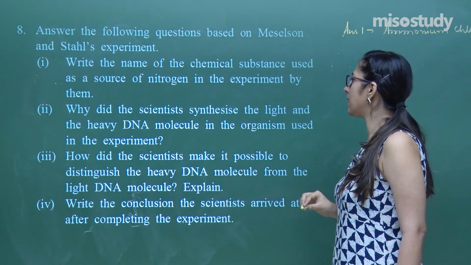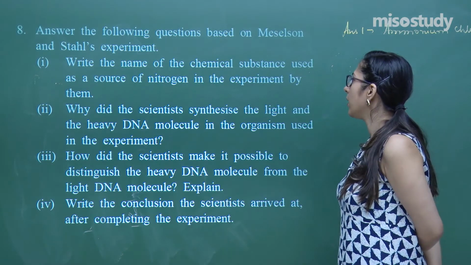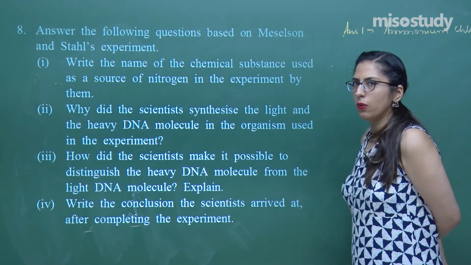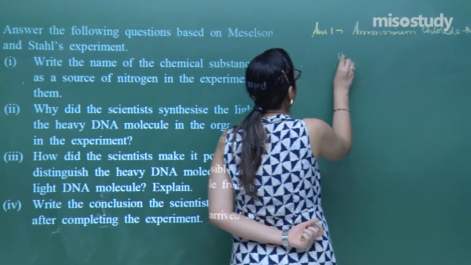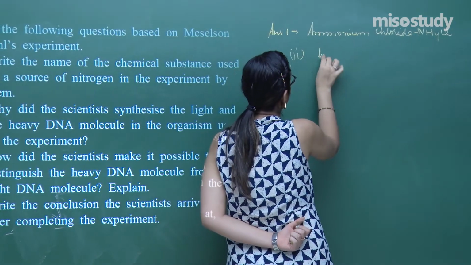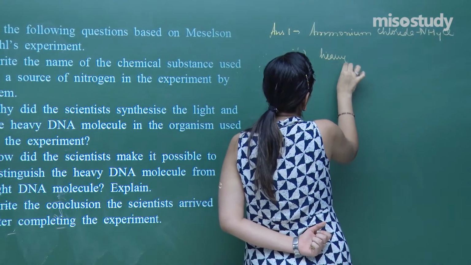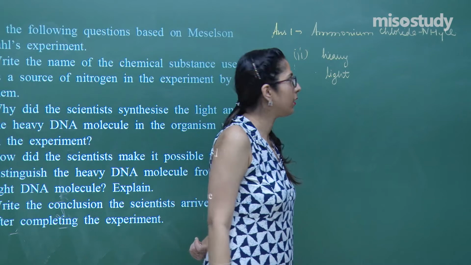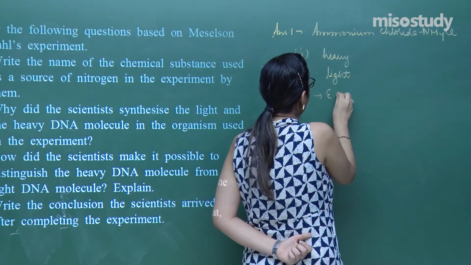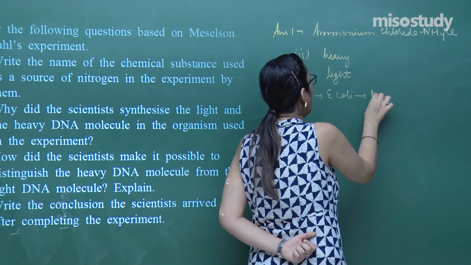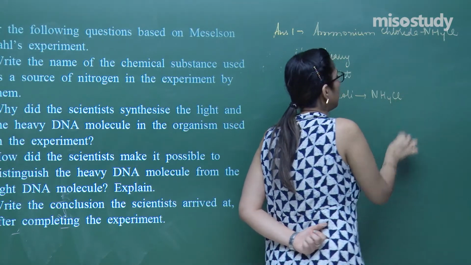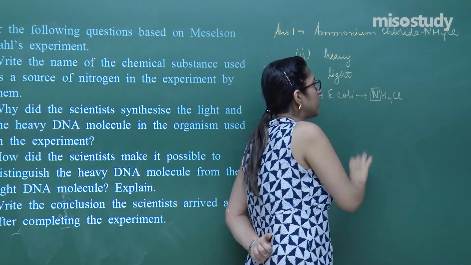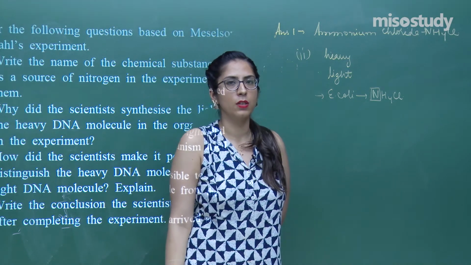Why did the scientists synthesize the light and the heavy DNA molecule in the organism used in the experiment? So, the second part says we have to explain the heavy and light fragments. First of all, the E. coli was grown in a medium of normal NH4Cl, right? The nitrogen present in this NH4Cl acts as a source of nitrogen.